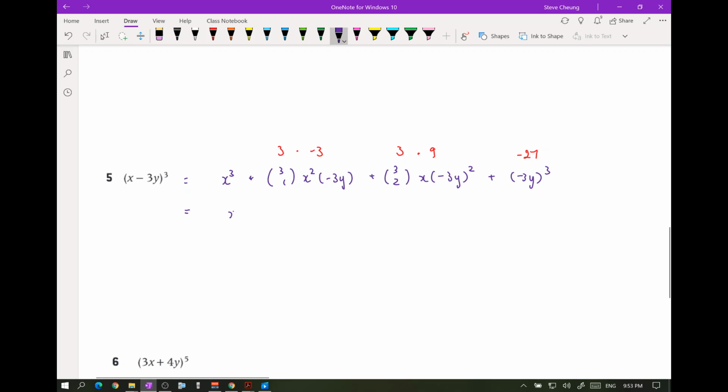So if we collect the coefficients, this is a -9, sorry. 3 times -3 is -9, and then x squared and a y. 3 times 9 is 27, and then this will be xy squared. And the last one will be -27y cubed.